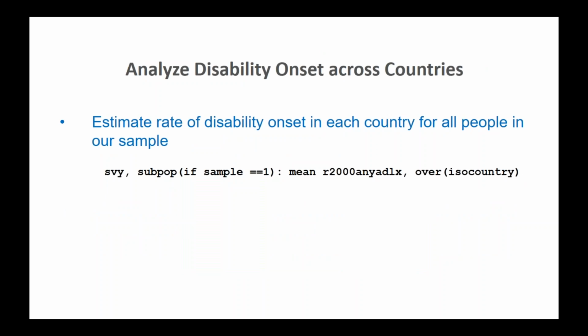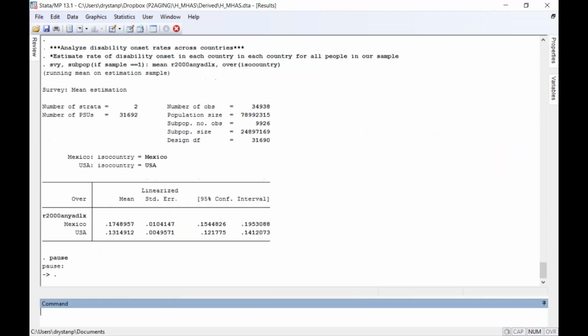So the next thing we might want to look at is disability onset, again, that longitudinal nature. This command is going to look exactly like the command that we had before, except that instead of the prevalence rate of ADL, we're going to look at the change rate of ADL. Again, we keep everything else the same. We're going to say over ISO country.